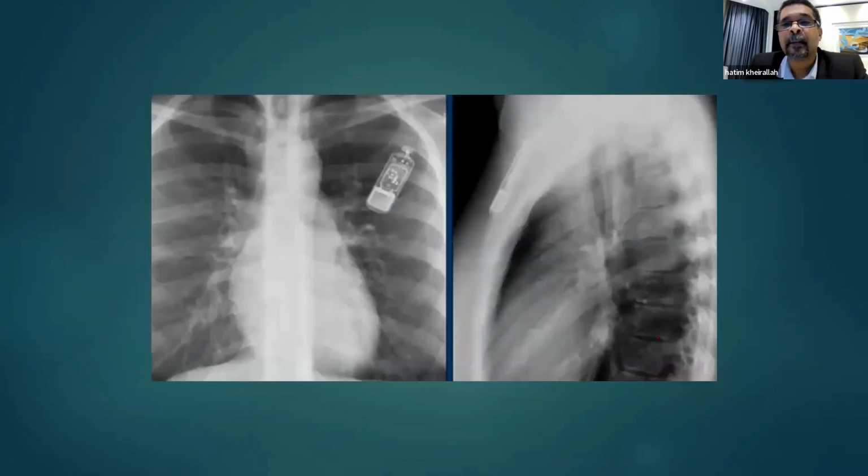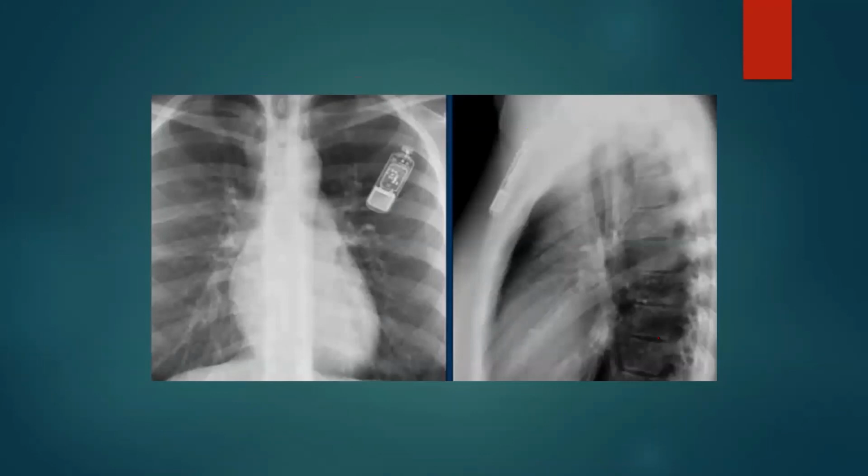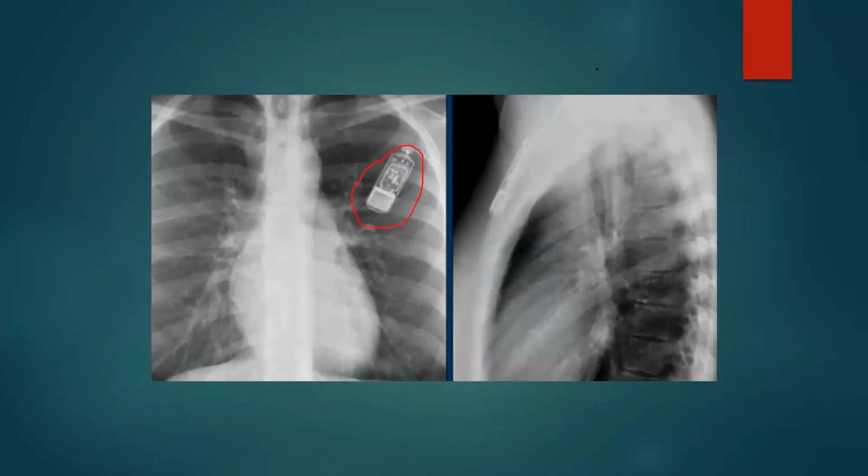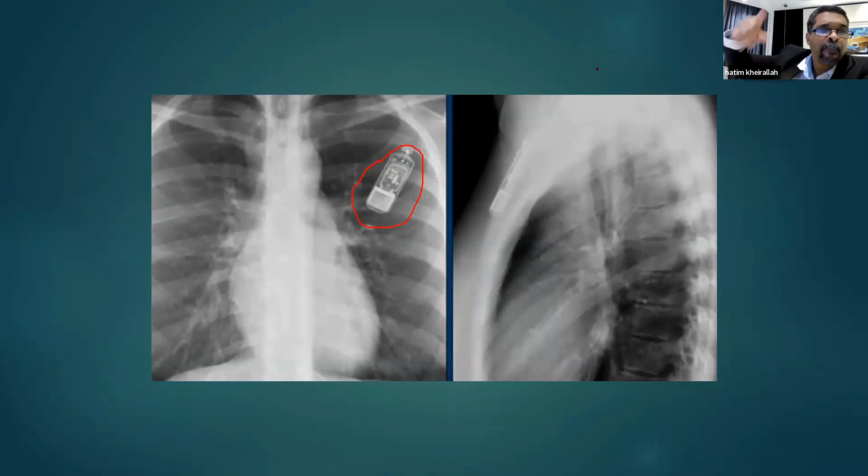Now, what is this? ILR, loop recorder. Exactly. So this is an implantable loop recorder. The most commonly used one is the Reveal device. Okay, so it's put here to monitor. It's called loop recorder.